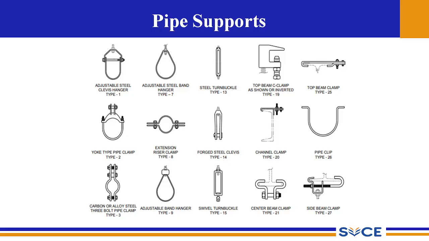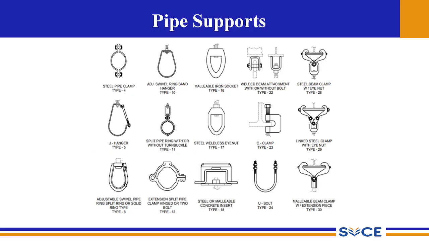So the threads can be in the direction of the right hand, or also the thread can be in the direction of the left hand threading. So the steel turnbuckles will be providing the adjustment for this kind of systems. Then type 15 is a swivel turnbuckle. This is providing flexibility at the pipe connection by means of a vertical adjustment. Then type 16 is a malleable iron socket. Malleability is the ability to be drawn into sheets.